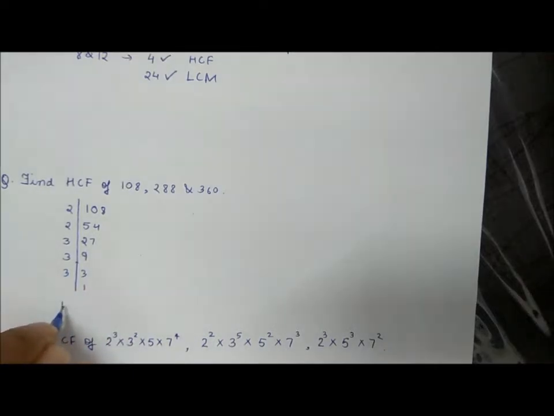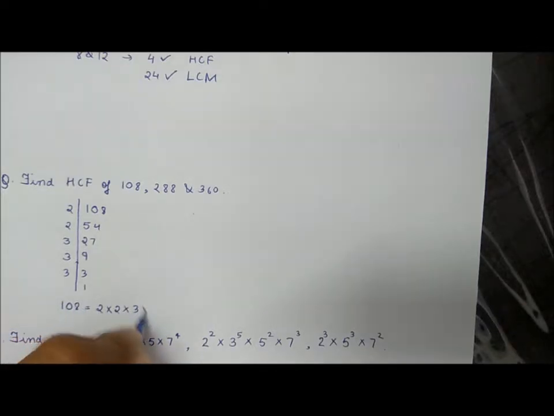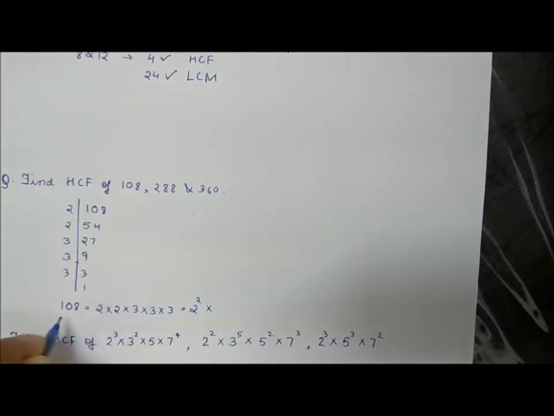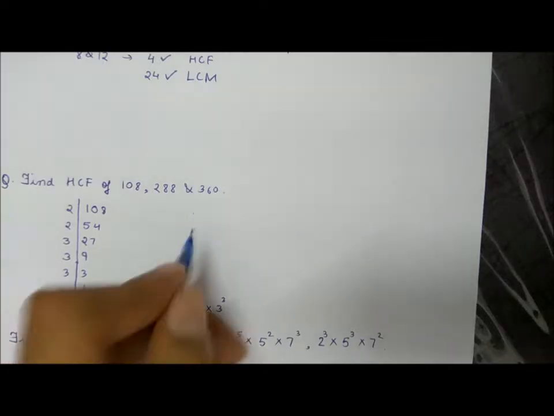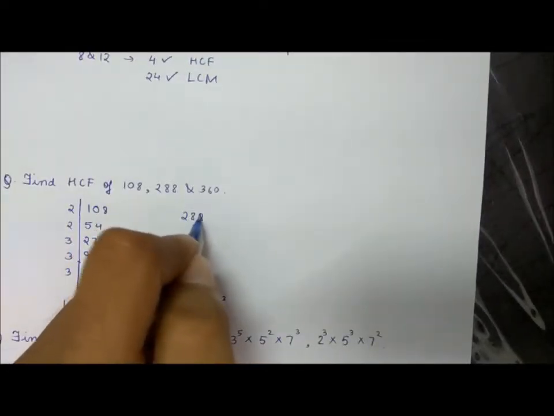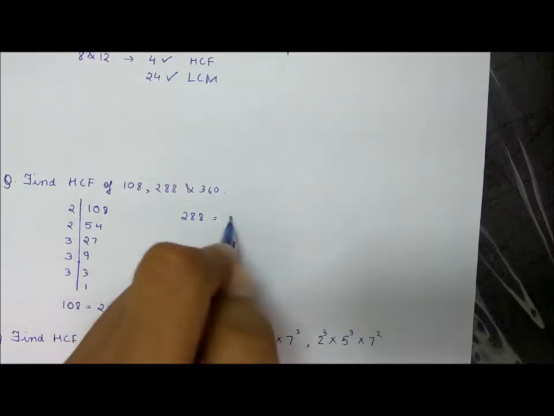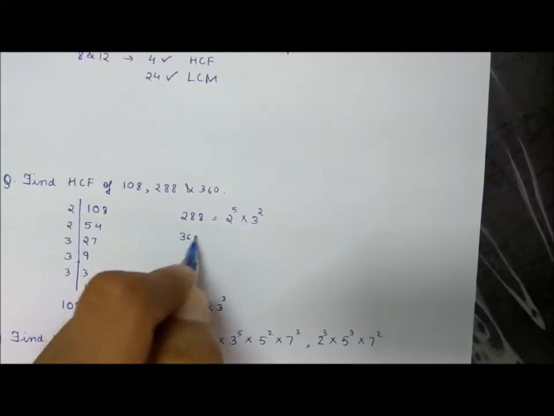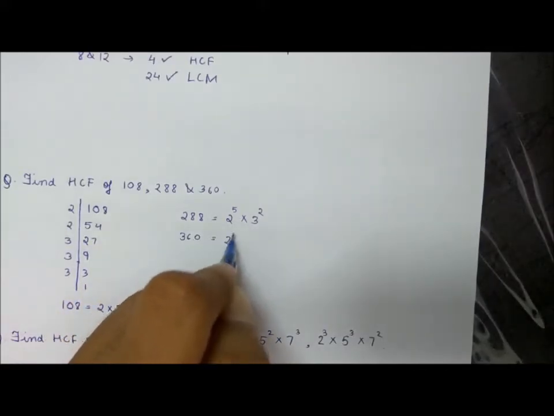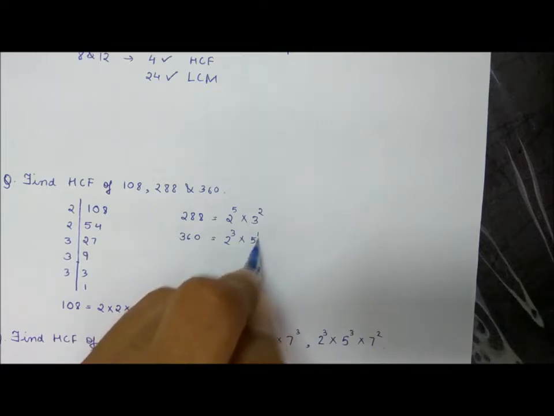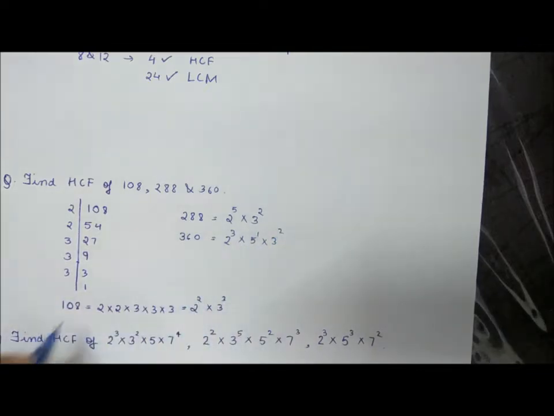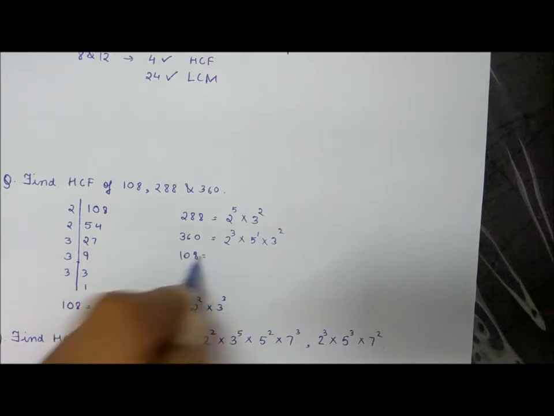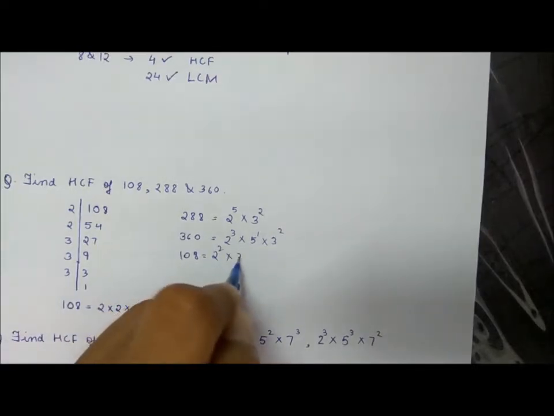Now 108 can be written as 2 into 2 into 3 into 3 into 3, which can be summarized as 2 to the power 2 multiplied by 3 to the power 3. Now similarly for 288, it is 2 to the power 5 into 3 to the power 2, and for 360 it is 2 to the power 3 into 5 to the power 1 into 3 to the power 2. I'm writing 108 over here. It would be 2 to the power 2 into 3 to the power 3.